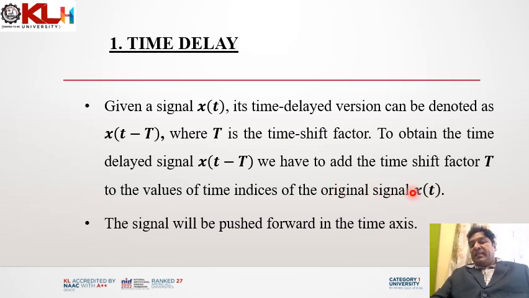Since we are adding this shift factor to the time values, the signal will be pushed forward in the time axis. Since the signal is pushed forward in the time axis, the signal which was occurring at a particular time is now going to be delayed by the time factor. Hence, this is called a time delayed signal.